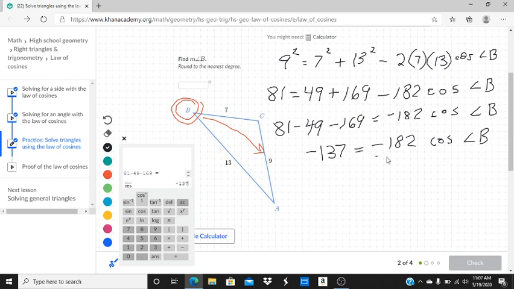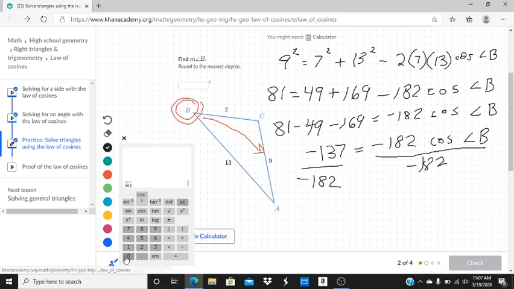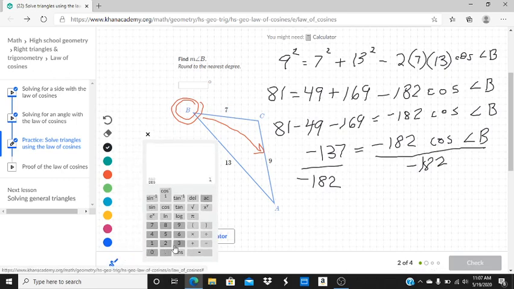We're going to divide both sides by 182. Okay, so we have negative divided by negative, we're going to get a positive, so I'm just going to do 137 divided by 182. So we got, I'll round it to the nearest thousandth, 0.753, which is approximately the cosine of angle B.